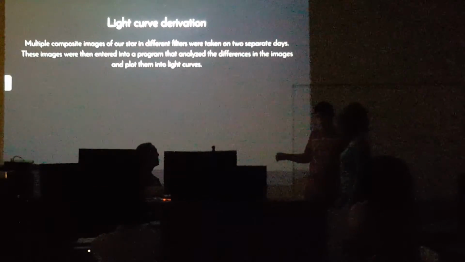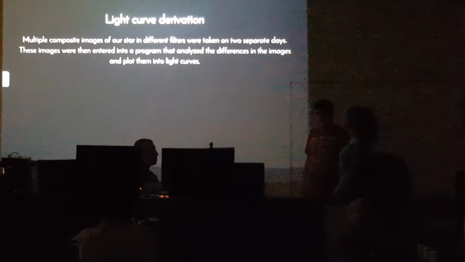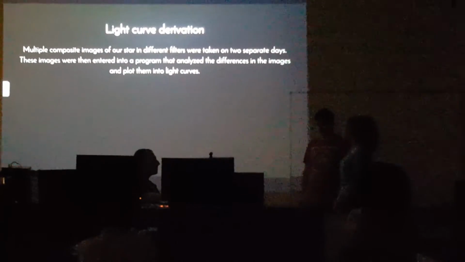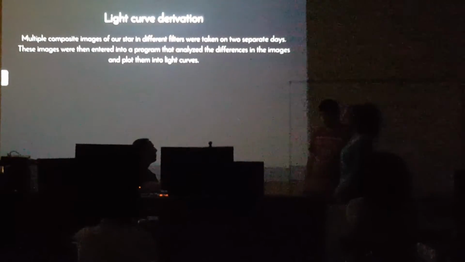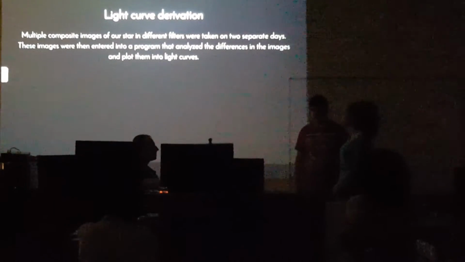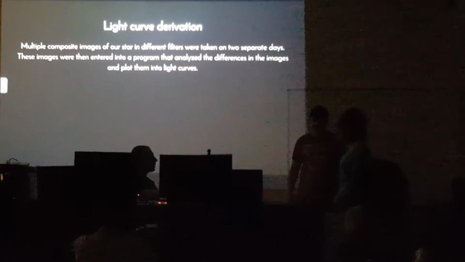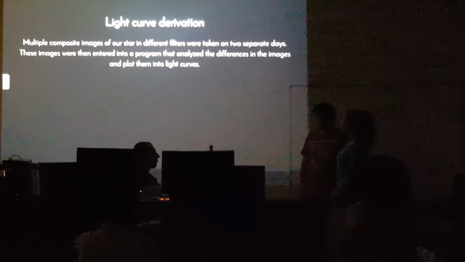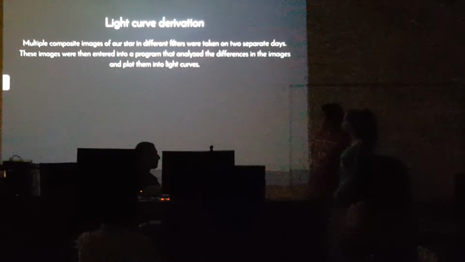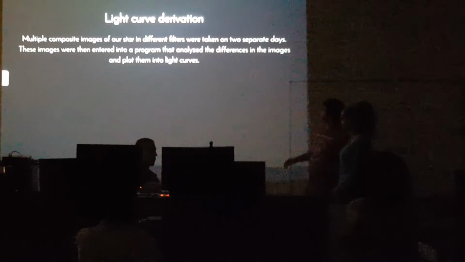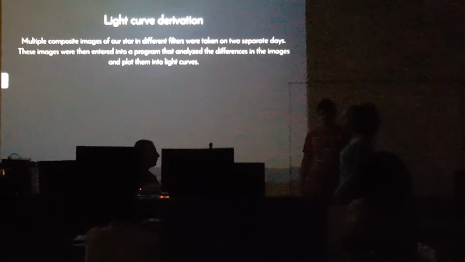So we take all of these images of our star and we take them in various filters, like indigo and visual, on two separate days. It would have been three separate days, but on our third day there must have been dust or smoke or something that messed up the readings with the telescope and made the data unusable. But then we entered all our images into the program and it analyzed the differences in these images taken over time, and it plotted them into light curves.